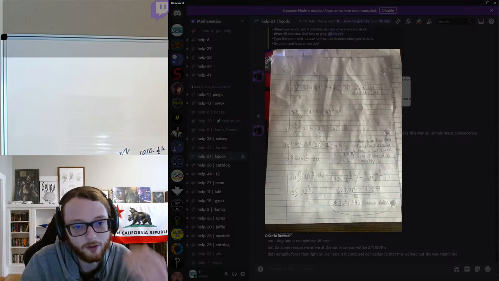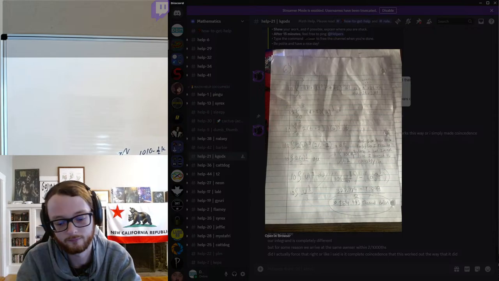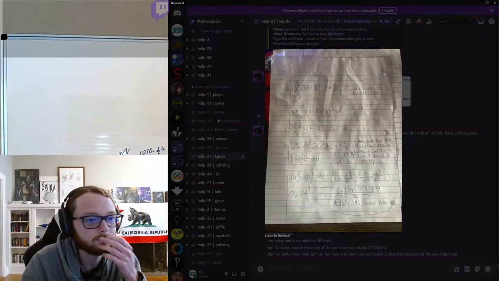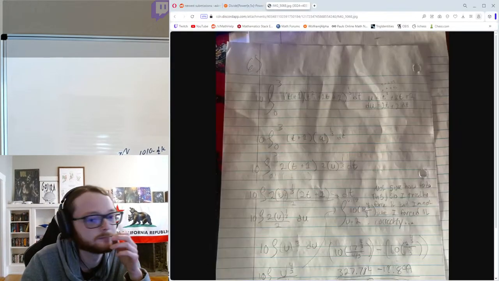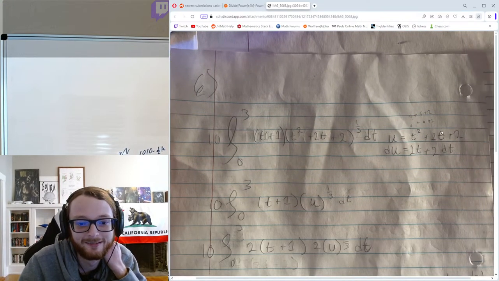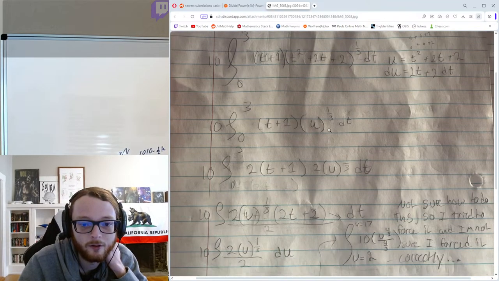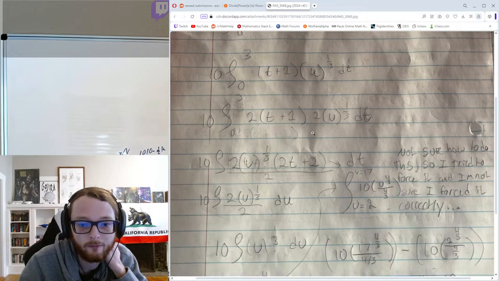I need to make this bigger, though. I can hardly read their writing here. This doesn't really help, to be honest. Well, that helps a little bit. So yeah, they take 10 out front, t plus 1, t squared plus 2t plus 2 to the 1/3. They take u equals t squared plus 2t plus 2, so du equals 2(t plus 1) dt. So they switch out this under the cube root. Everything else stays the same for now, though.